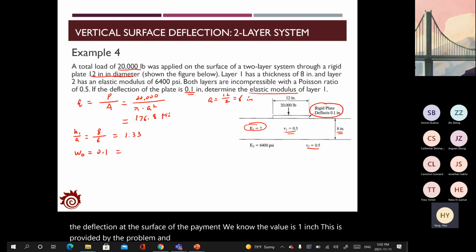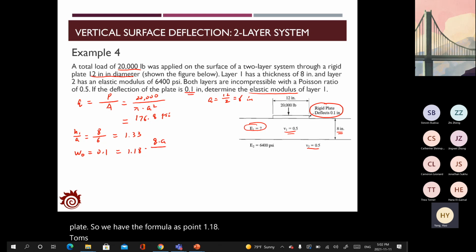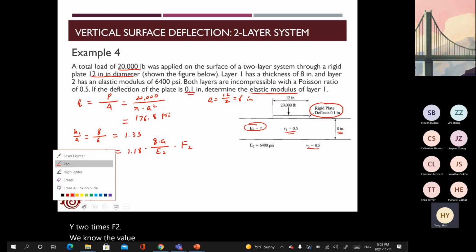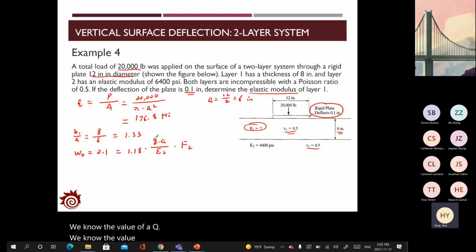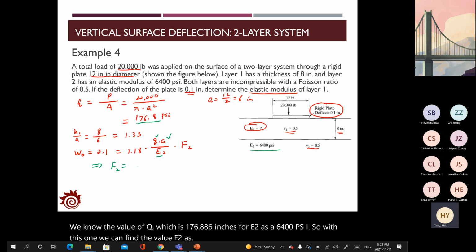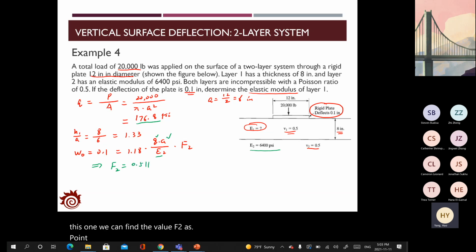And we also know that this is a rigid plate, so we have the formula as 1.18 times QA divided by E2 times F2. We know the value of Q, which is 176.8. A is 6 inches. E2 is 6,400 psi. So with this, we can find the value of F2 as 0.511. So these would be the two values we're going to use.